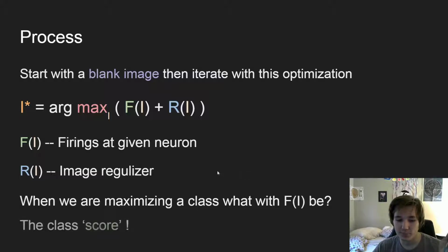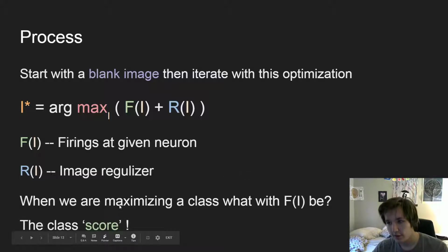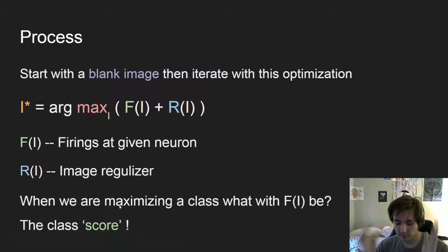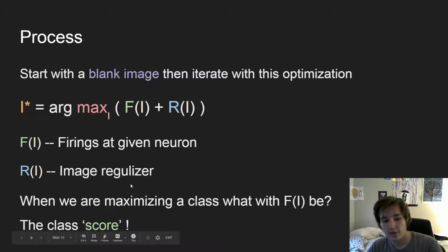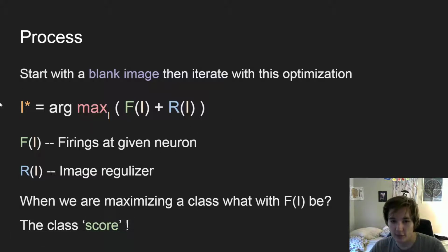So it will just be the class score of whichever class we're trying to maximize at the time. Yeah, so it is the final layer of the neural network. It's just the output, and we are taking just the output at a certain class. So that's what fi is in that case. So this is a generic function for it.